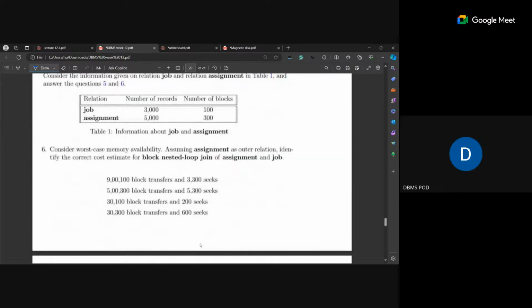And let's solve this also. So the last option. Again, assuming assignment is the outer relation, right? So BR into BS plus BR, number of blocks in the outer relation is 300, right? Number of blocks in the inner relation is 100, so it will be 303. All are PYQ, previous year questions. And what will be the number of seeks? 2 into BR, 2 into 600.